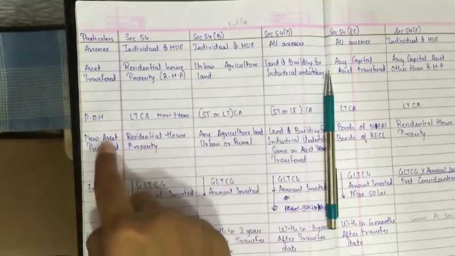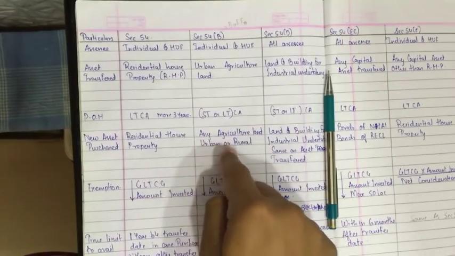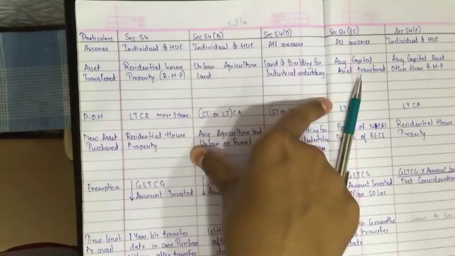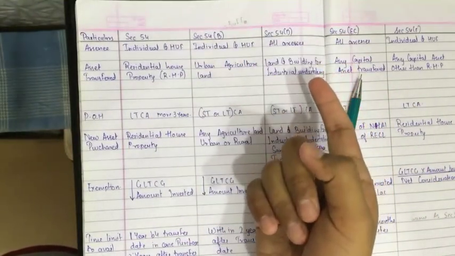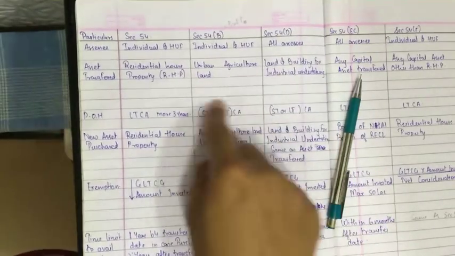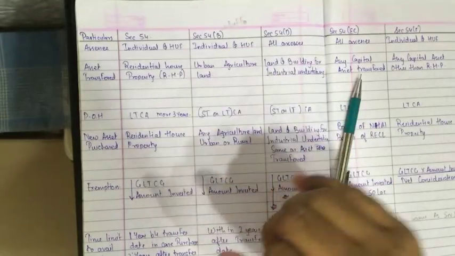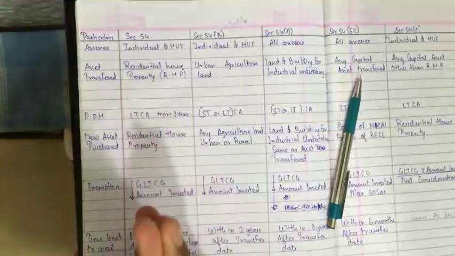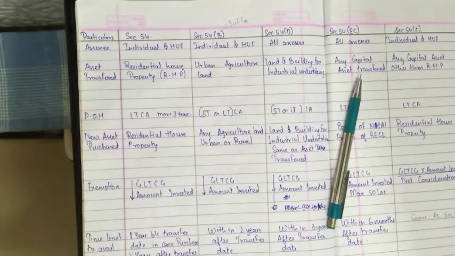The purchase of the new asset should be any agricultural land, urban or rural. You are understanding? Only urban land can be sold to get the exemption. If rural agricultural land is transferred and you are purchasing, then you can't avail this exemption. So you have to be very cautious about this when you are solving the sum. You have to see whether urban agricultural land is sold or not. If it is given that rural agricultural land is sold, then you should think, it is rural agricultural land. Rural agricultural land can't get exemption under section 54B.